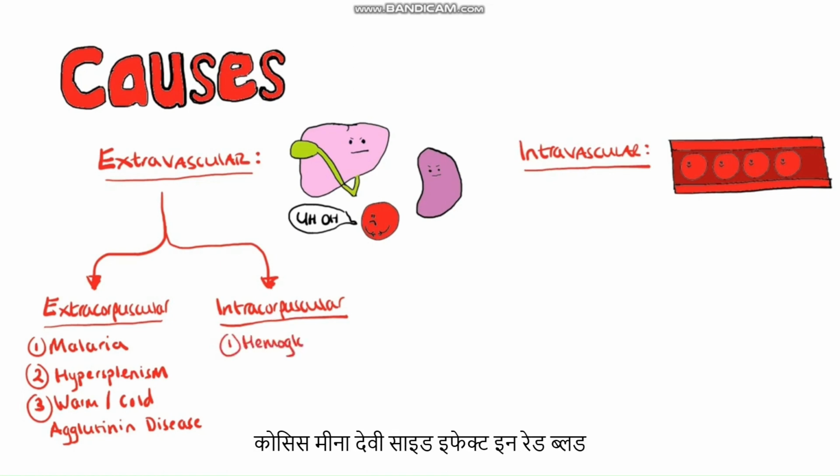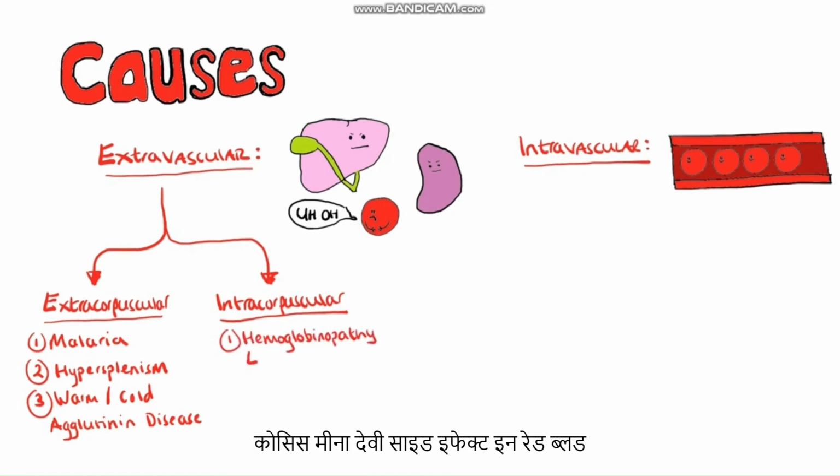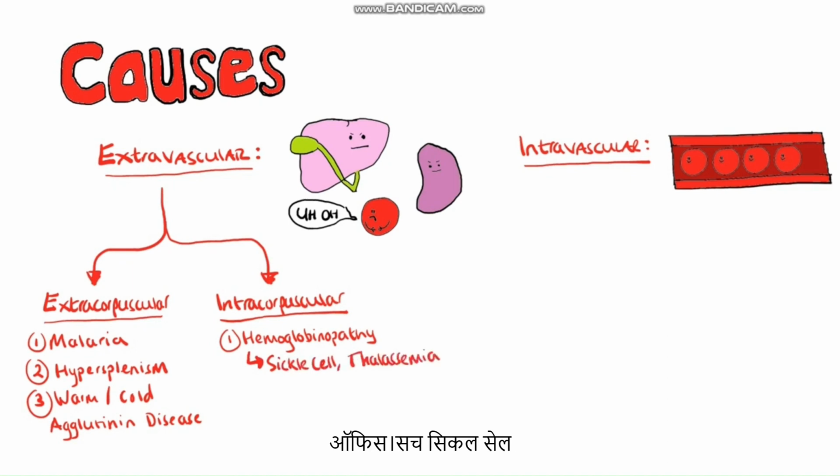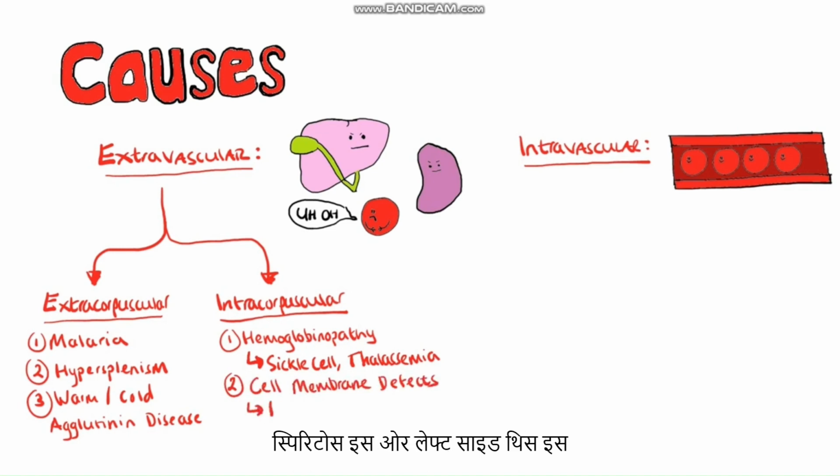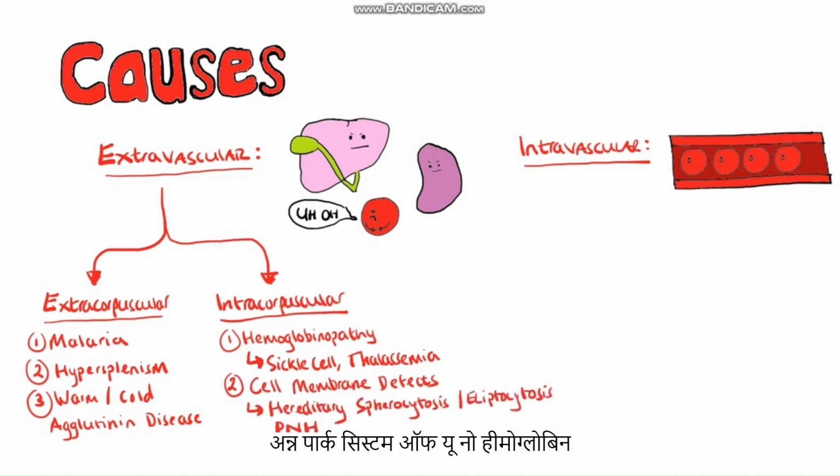Intracorpuscular causes mean that there is a defect in the red blood cell. This could involve hemoglobinopathies such as sickle cell or thalassemia, cell membrane defects such as hereditary spherocytosis or elliptocytosis, and paroxysmal nocturnal hemoglobinuria. Alternatively, we can have enzyme deficiencies such as glucose 6-phosphate dehydrogenase deficiency, also known as G6PD for short, and pyruvate kinase deficiency.